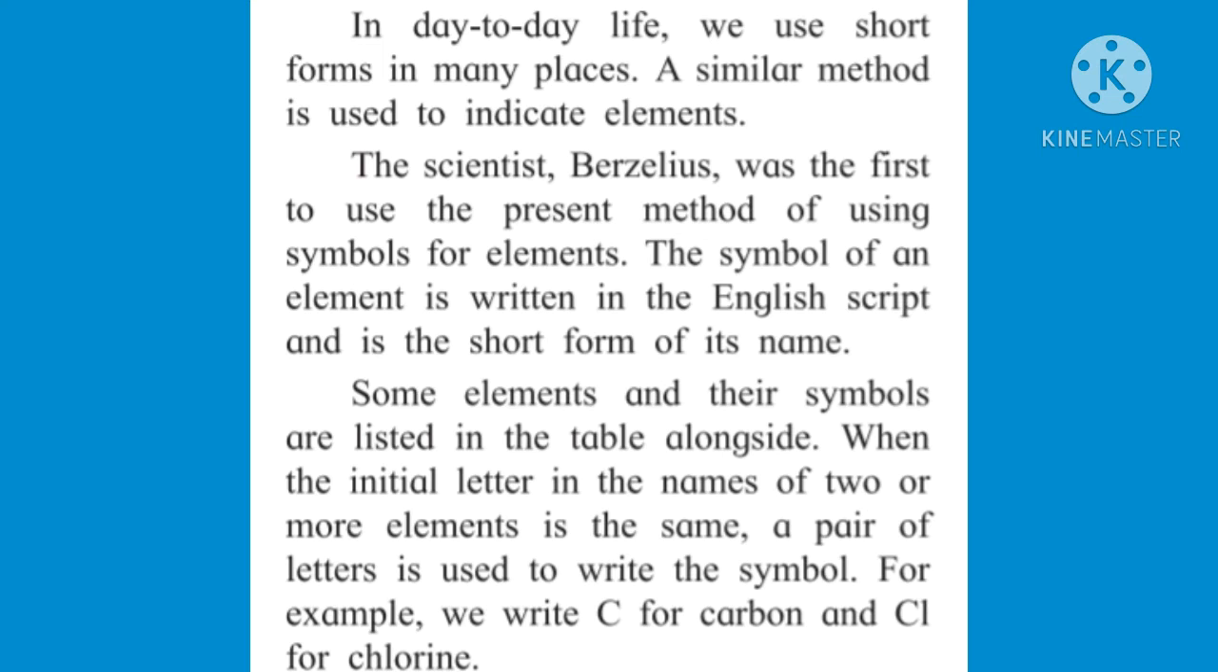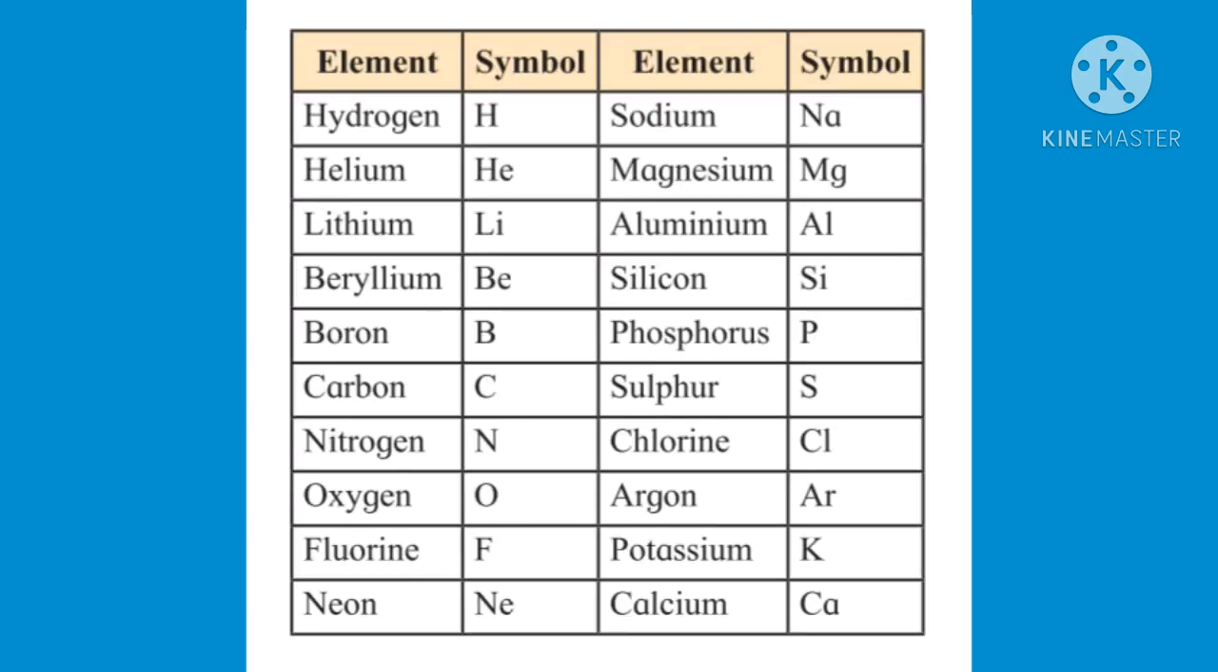Now here the table of some elements and their symbols is given. Let's see the table. Element and their symbols. Hydrogen symbol H. Helium He. Lithium Li. Beryllium Be. Boron B. Carbon C. Nitrogen N. Oxygen O. Fluorine F. Neon Ne. Sodium Na. First letter and the next letter.